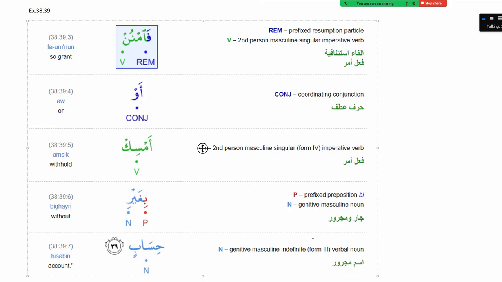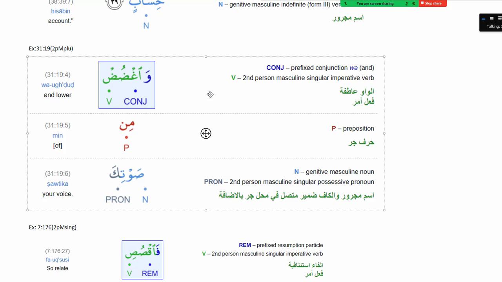So what do you think is the command which follows the pattern of umdud or ushkuk? Famnun. It's umnun. Mashallah, very good. It's manna yamunnu. Okay, that is the madi and mudhari. So it's umnun and famnun because this is so grant or withhold without account. So famnun is actually umnun. This is fi'l amr. Waghdud min sawtik, which is the double-lettered word, fi'l mudha'af.